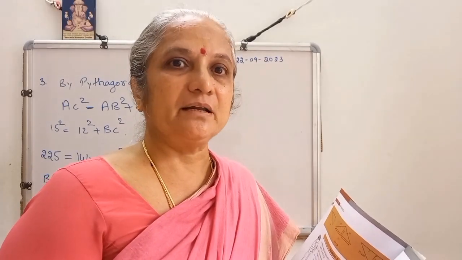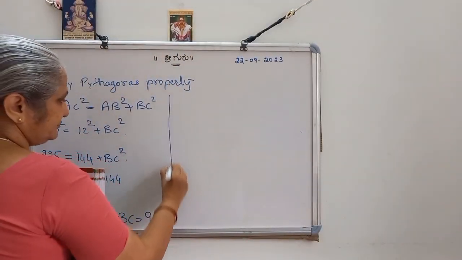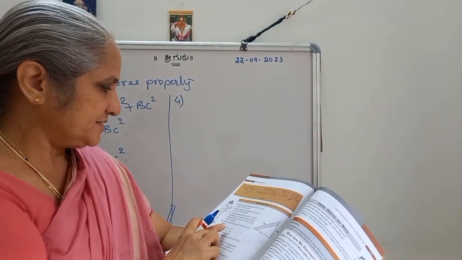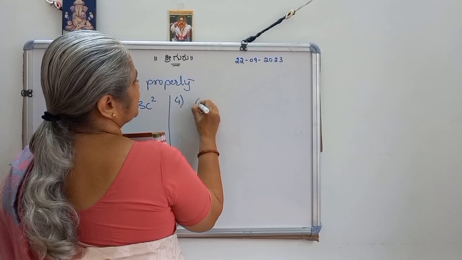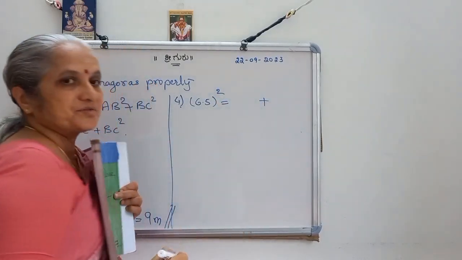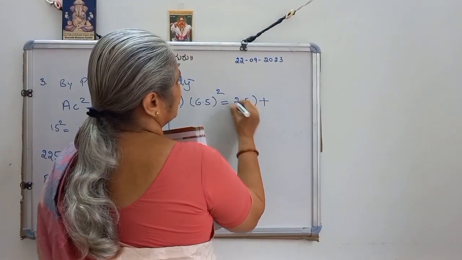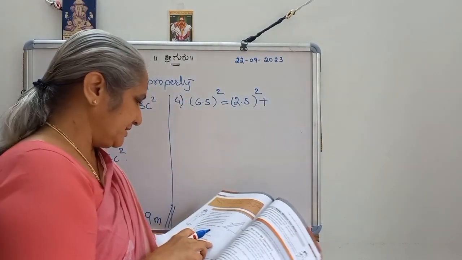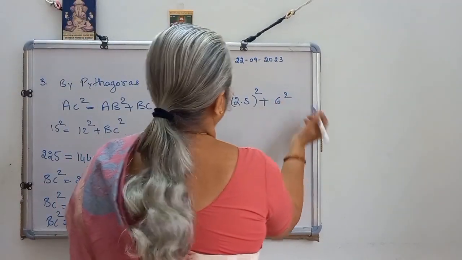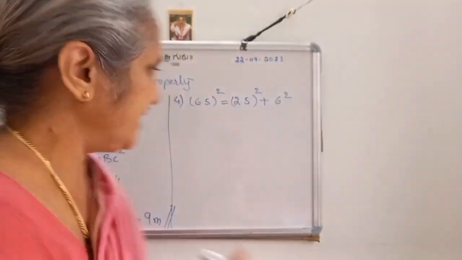To check whether the square of the longest side is equal to the sum of squares of the other two sides: here the longest side is 6.5. 6.5 square is equal to 2.5 square plus another side, given as 6, square. Now 6.5 square we have to multiply and get.